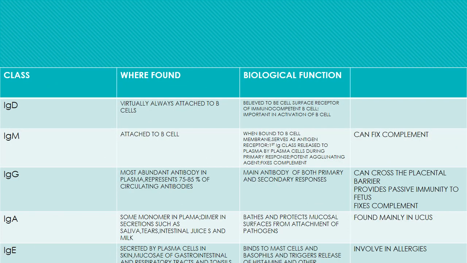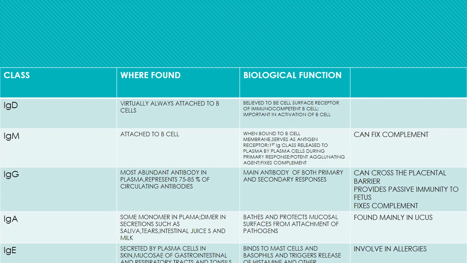So we have here the classes of antibodies. We have IgD, IgM, IgG, IgA, then IgE. IgD virtually always attaches to B cells. Then IgM is attached also to B cells. IgG is mostly found in plasma, in the circulating antibodies.